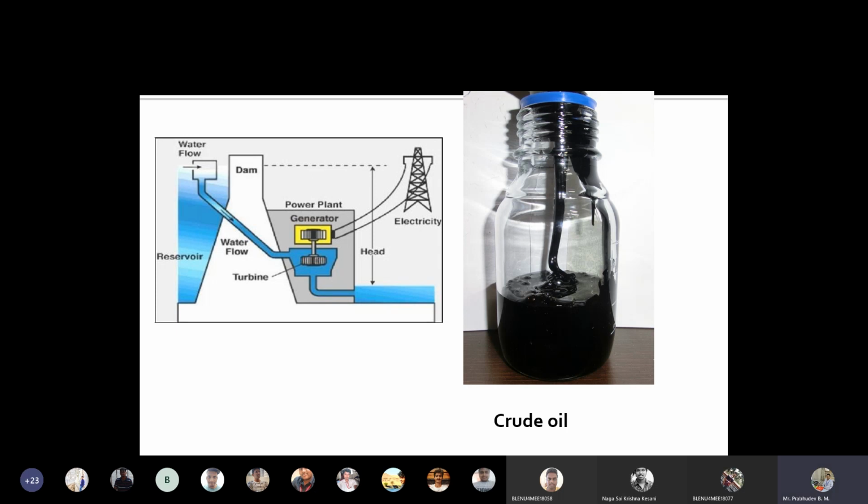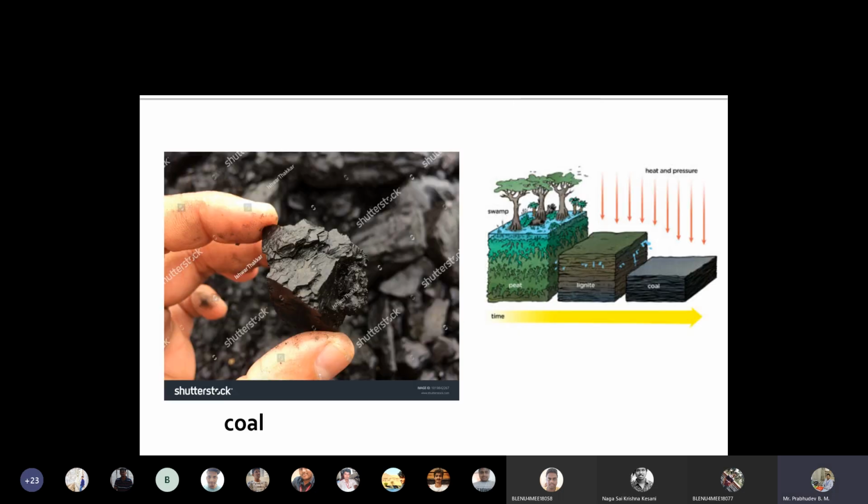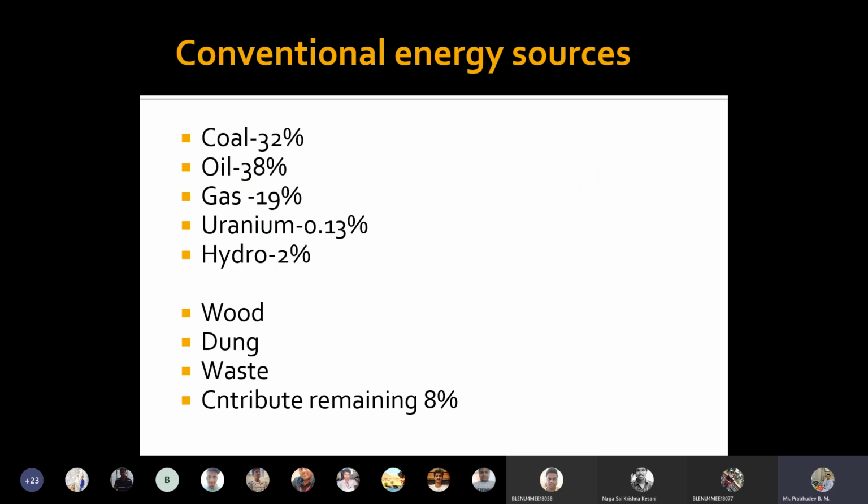So here you can see, I just forgot to explain. Coal supplies 32% of the energy requirement. Oil supplies 38% of the energy requirement. Gas produces about 19% of the energy requirement, and uranium fuel is only 0.13%. Hydropower produces 2% of our global energy requirement. All this totals about 92% of the energy requirement of the world.